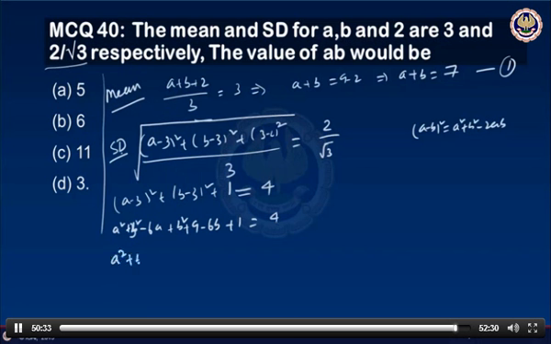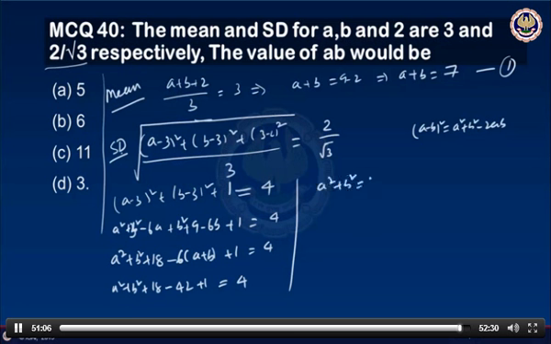Now I can write a square plus b square in one place, and 9 plus 9 is 18, and minus 6 into a plus b, plus 1, which is equal to 4. So a square plus b square plus 18, minus 6 times a plus b, and the a plus b value is already found to be 7. 6 sevens are 42, plus 1, which is equal to 4. After simplification, the a square plus b square value is 27.